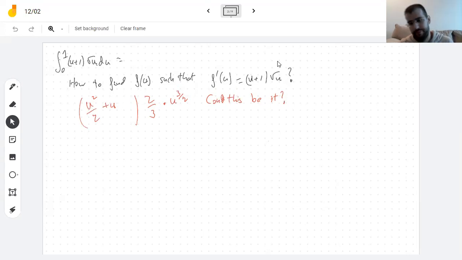Let's see. I mean, if you guess and you guess correctly, then you don't need to do anything else. So I want to see if it's here. I'm going to take the derivative and see what I get. If I get u plus one root u, then I won. And if I don't get that, then we didn't lose yet because we haven't given up. So what is the derivative of this function? How do I find the derivative of this function?